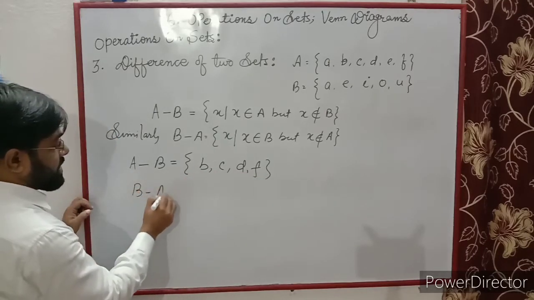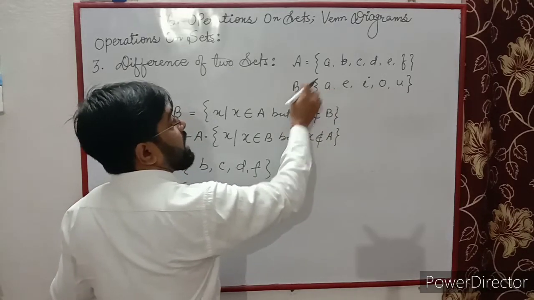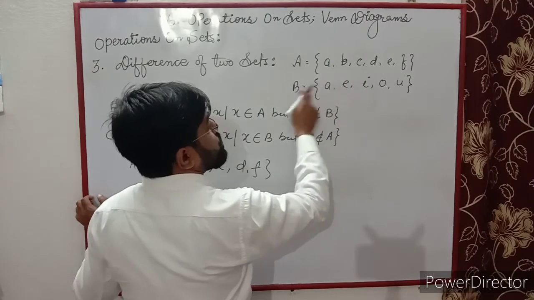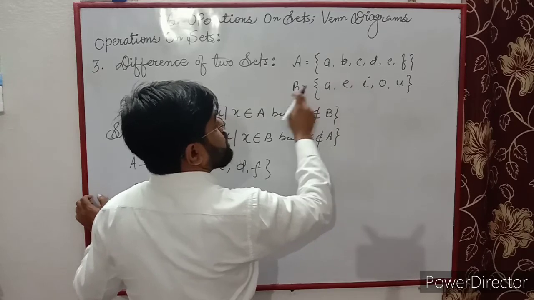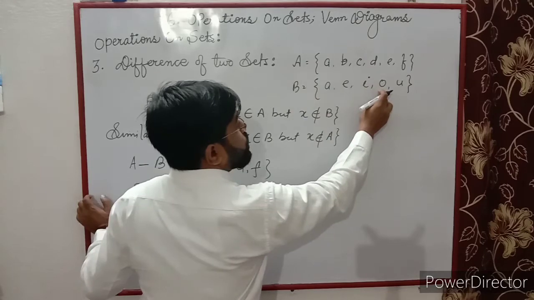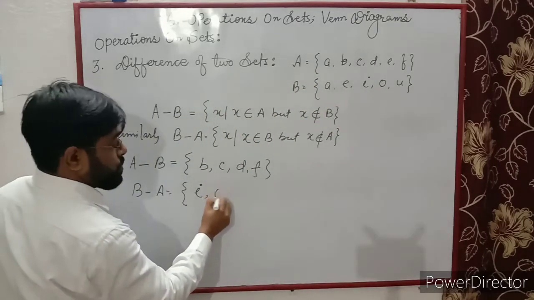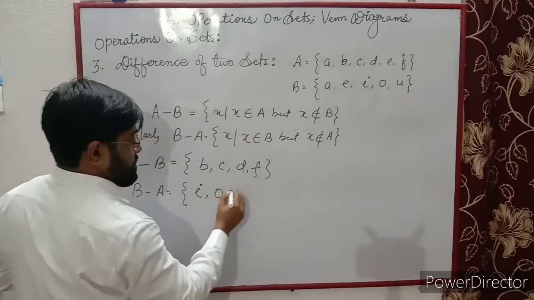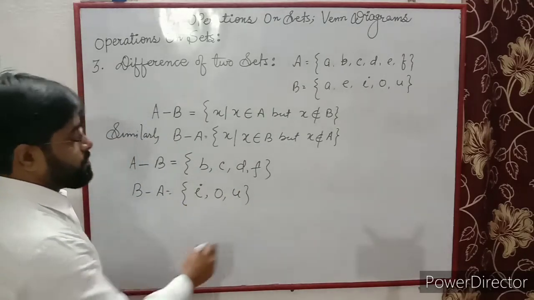Similarly, B minus A: a belongs to set B but a is also in A. Now e belongs to set B and e also belongs to set A. Now i belongs to B but not in A, so i. o belongs to set B but not in A, so o. u belongs to set B but not in A, so u. So B minus A is equal to i, o, u.